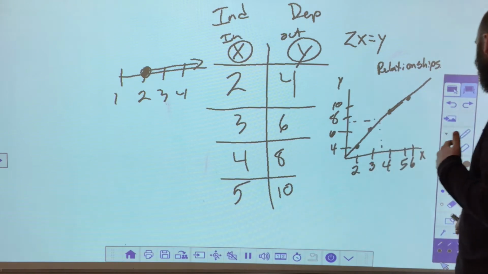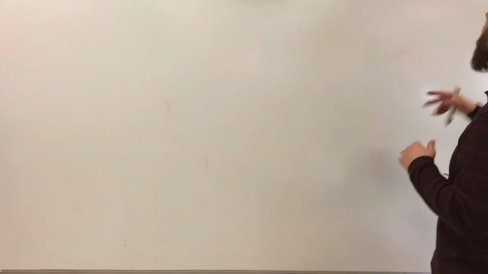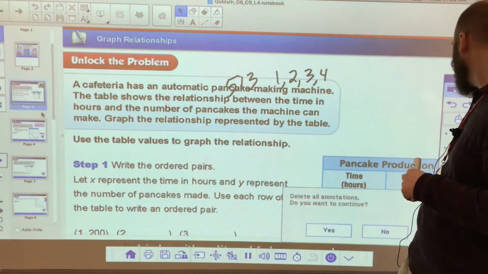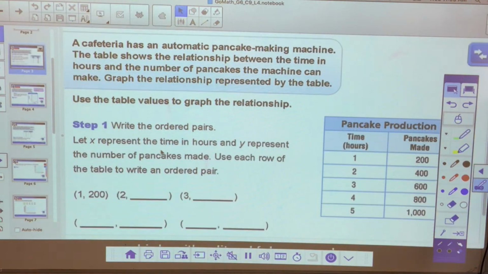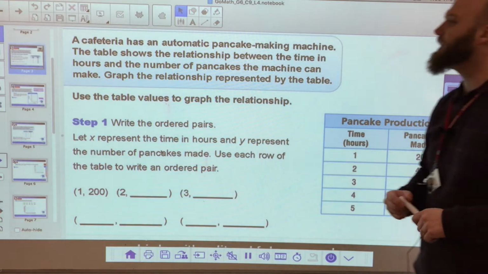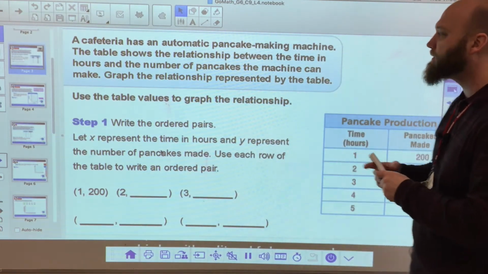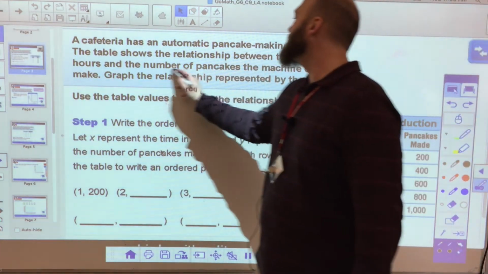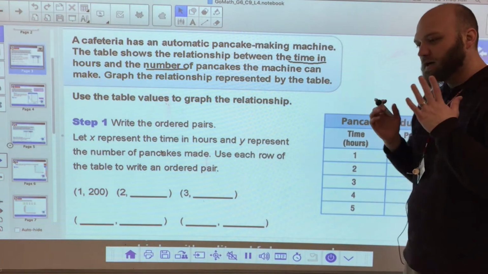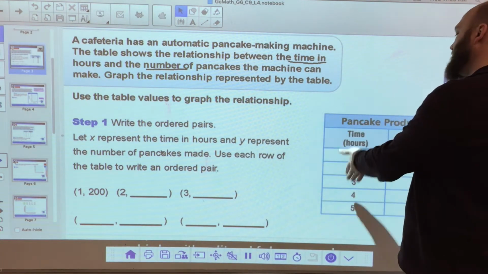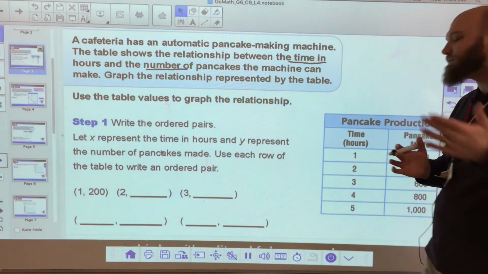Okay, so what does that look like in your book? It's going to go something like this. Let me erase that other part here. A cafeteria has an automatic pancake making machine. Very nice for them. The table shows the relationship between the time in hours and the number of pancakes that the machine can make. Now we make the relationship created by this table here into a graph. And we're going to look at this.